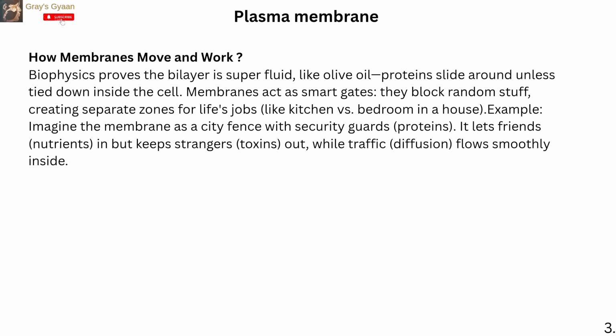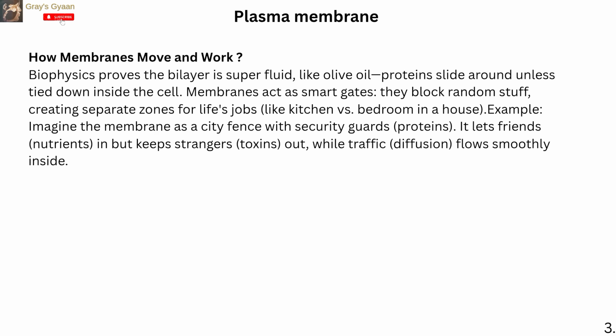Third question is, how do membranes move and work? Biophysics proves the bilayer is superfluid, like olive oil. Proteins slide around unless tied down inside the cell. Membranes act as smart gates. They block random stuff, creating separate zones for life's jobs, like kitchen versus bedroom in a house.